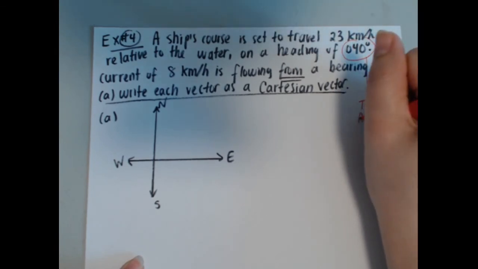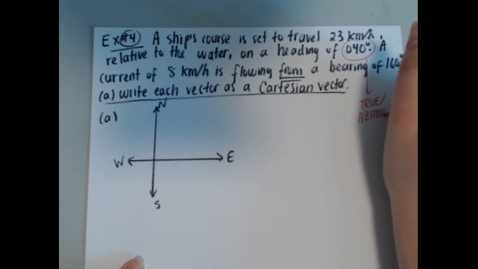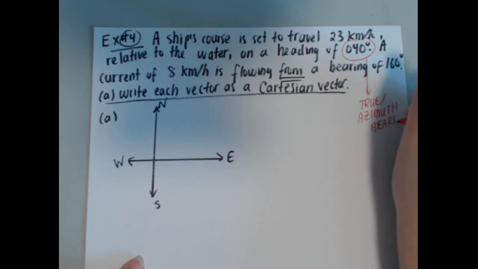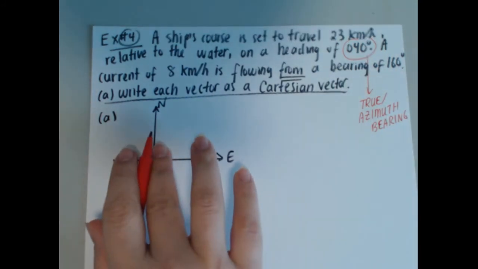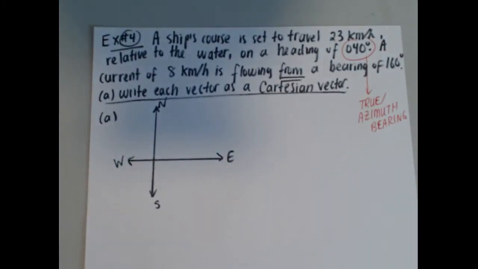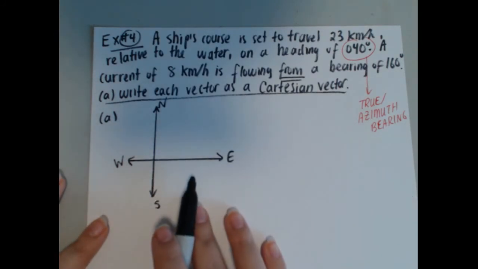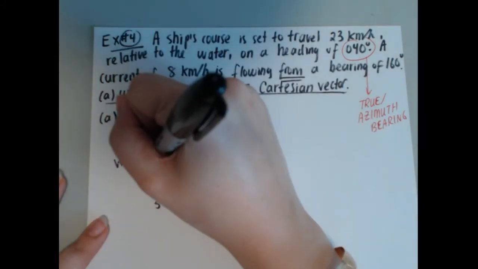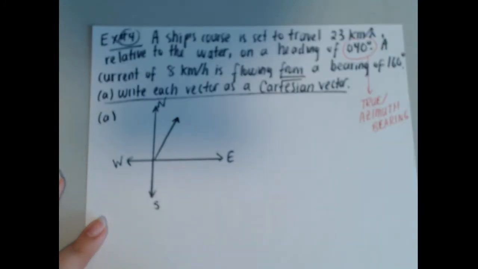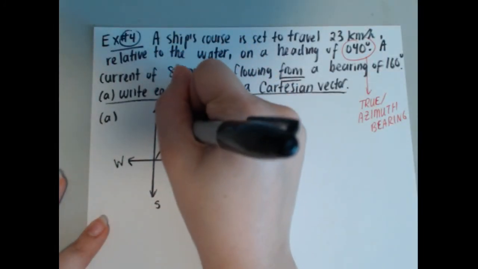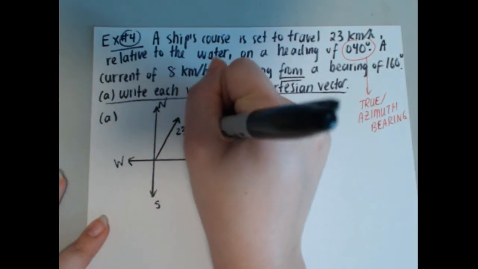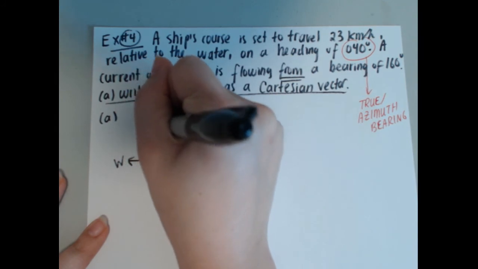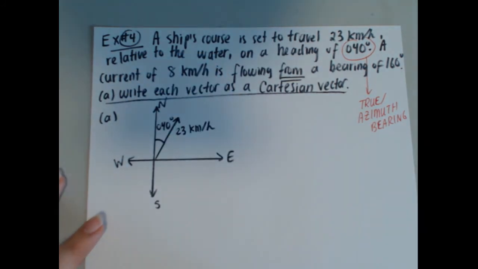So this is a true / azimuth bearing. That means you start at north and you go clockwise. All right. So that means clockwise from north 40 degrees. It's going to look something like this. Okay, so we've got 23 kilometers per hour, and this is 040 degrees.